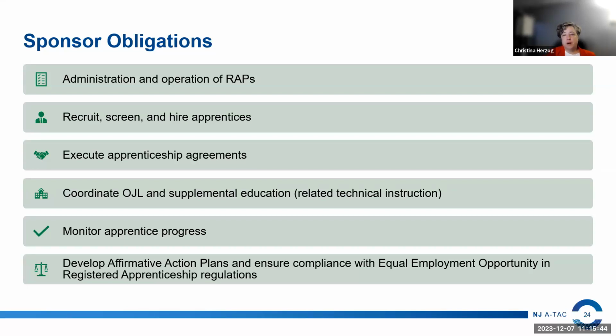Program sponsors, regardless of whether they are an individual, a group, or an intermediary, are legally responsible for the administration and operation of the registered apprenticeship program. So this includes recruitment, screening, hiring, placing apprentices, executing formal apprenticeship and employer training agreements, coordinating that on-the-job learning or RTI, supplemental education training, and ensuring apprentice well-being and training progression over time. They also develop the affirmative action plans and comply with EEO regulations.